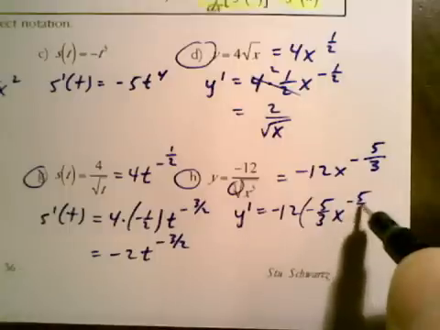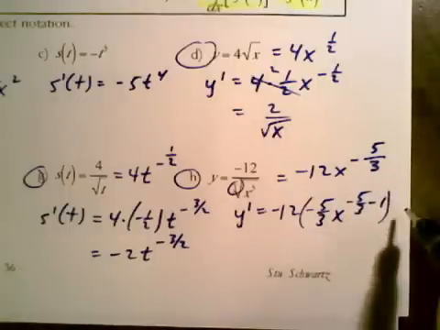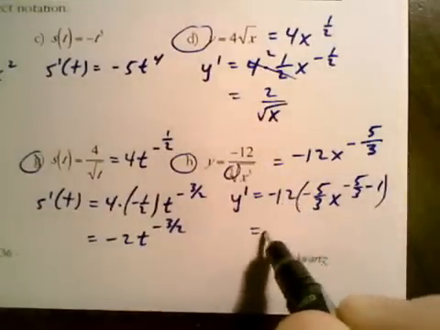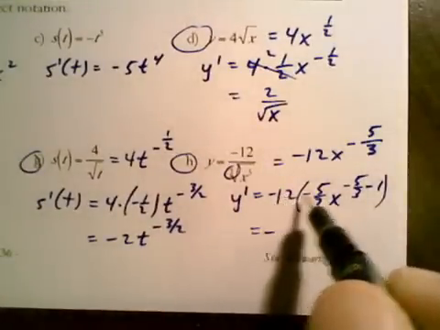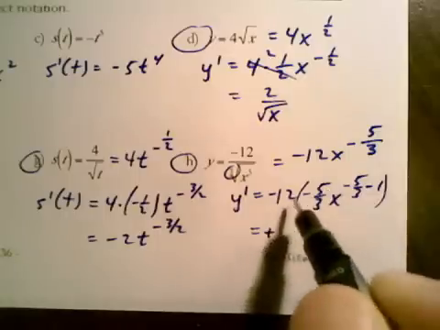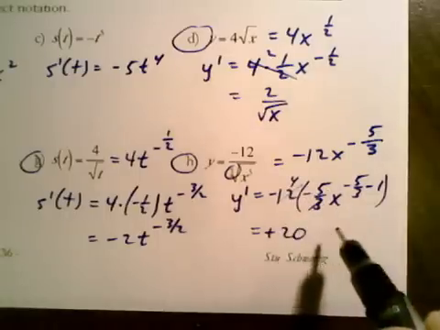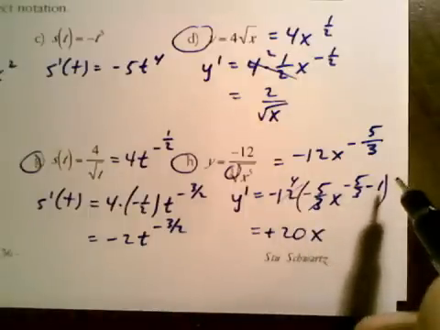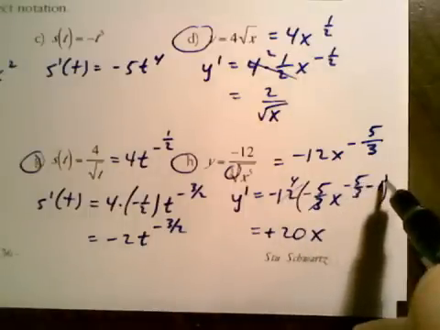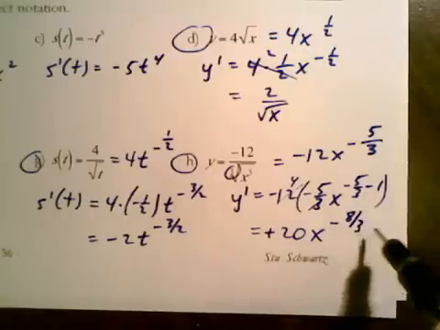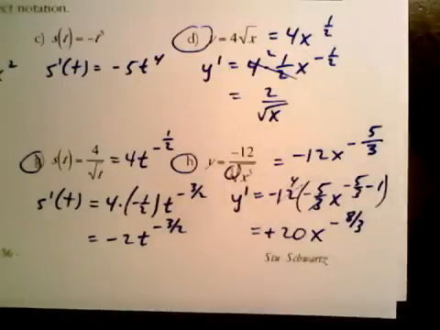Now, that's a lot to do in my head, so minus 1. And I could leave it like that, but that would be kind of lame. Let's go ahead and multiply the negative 12 times the negative 5/3. It's going to give us positive, 3 goes into 12 4 times, so positive 20 times x to the negative 5/3 minus 3/3, which would be negative 8 over 3. Okay? And there you go.